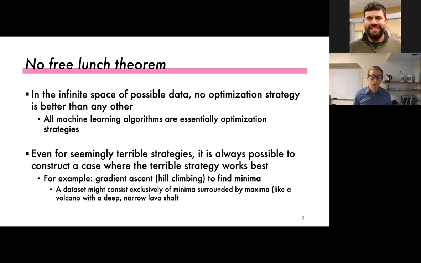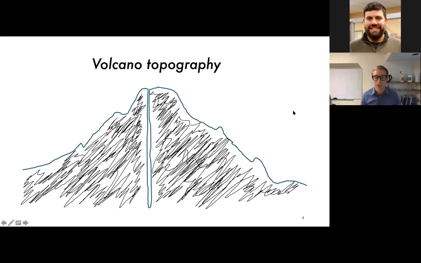So for example, a data set plus an optimization strategy plus an algorithm might consist of exclusively minima, the things you want to find, surrounded by maxima, the exact opposite, like the really bad solutions. So kind of like a volcano with a deep, narrow lava shaft. And I have a terrible hand-drawn picture of one of those.